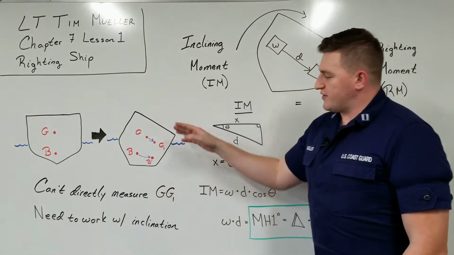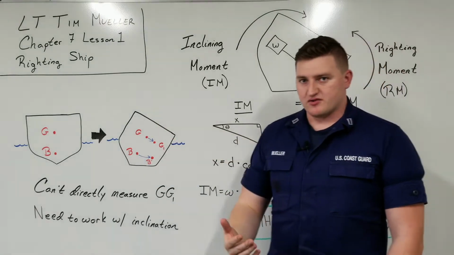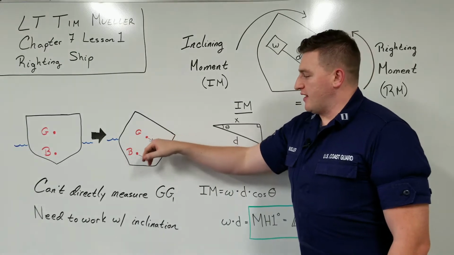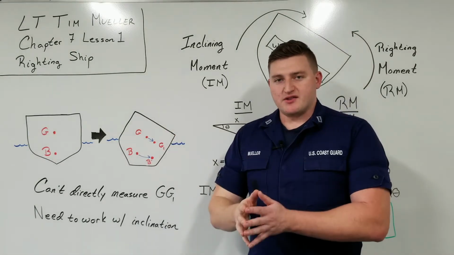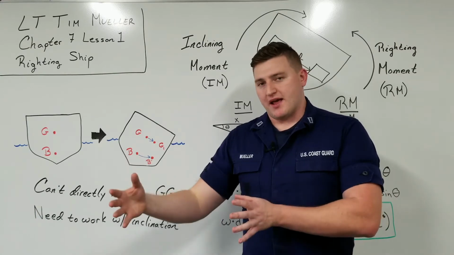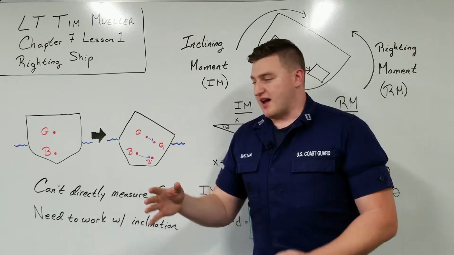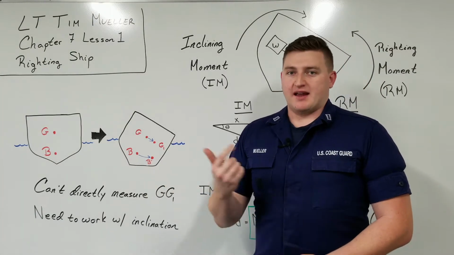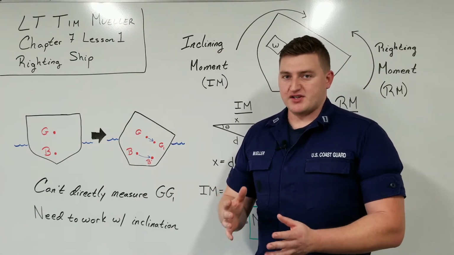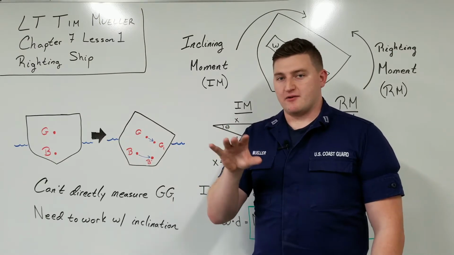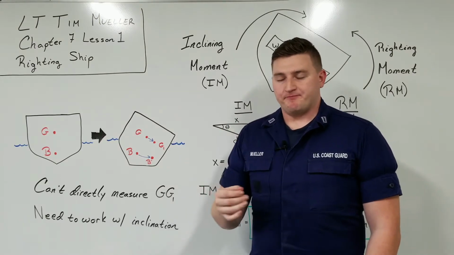However, on board, so if we're in Damage Control Central or on the bridge or somewhere else, we can't measure this GG1 here. There's no instrument or any chart that's going to directly tell us our G is 2.5 feet off center line or anything like that. However, there are what's called inclinometers on the bridge, in Damage Control Central, and several different stations that are going to tell us in real time exactly how far the ship is listing or rolling at any given instant.